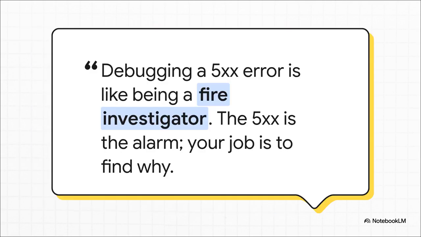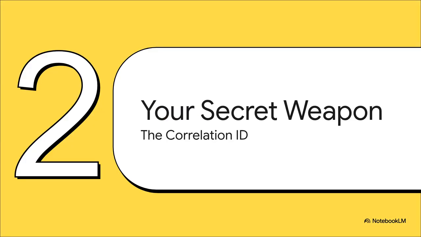This right here is the mindset shift you need. You are no longer just a test runner who reports it's broken. You're a fire investigator. That 5XX error, that's just the alarm bell. It's telling you the building has collapsed. Your job isn't to just point at the smoke. It's to put on the helmet, walk into the rubble, and find the exact point of origin. So how does an investigator start? Well, they look for evidence.